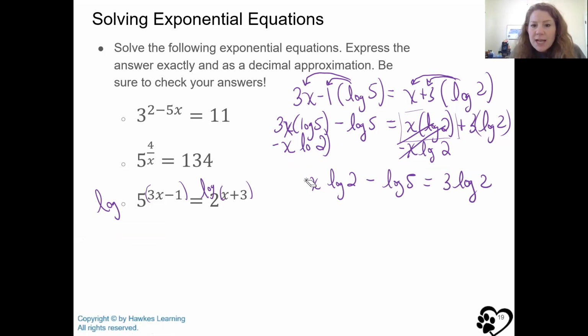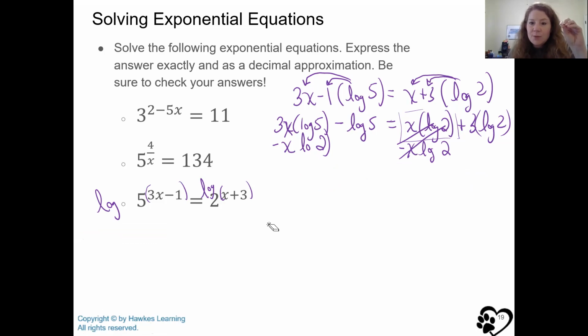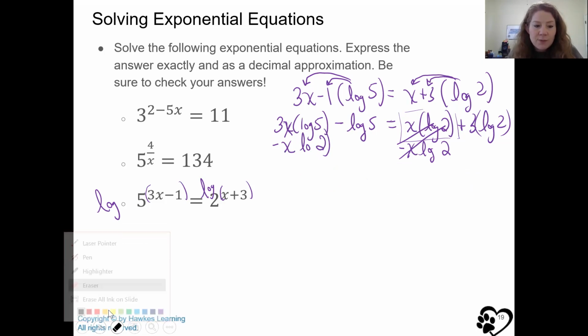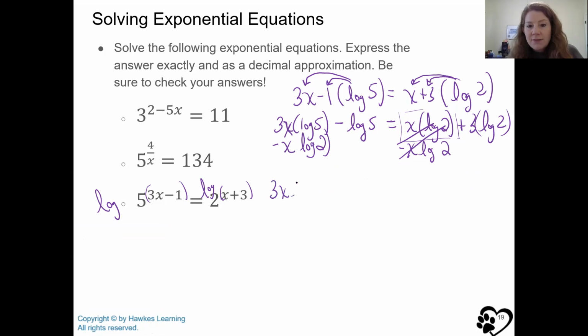All right, but I do want to get the x's on one side and the numbers without the x's on the other. But I'm not allowed to combine 3x minus 1x because the logs are different. One's the log of 5 and one's the log of 2. Okay, so since I literally cannot combine these, they're unlike terms, I'm going to write them out horizontally. So I have 3x log of 5 minus x log of 2.